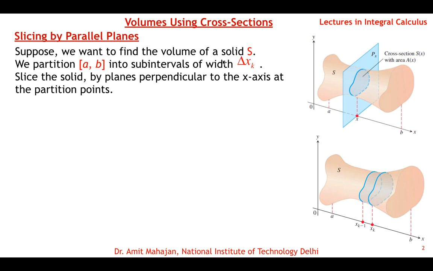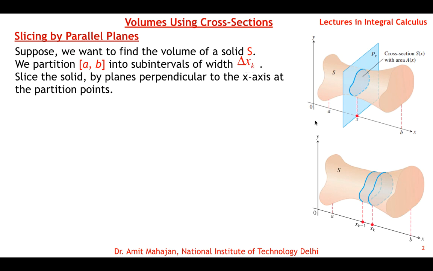We already discussed in the last lecture that we can partition the interval by taking points x0, x1, and so on up to xn, where x0 is a and xn is b, such that x0 is strictly less than x1, less than x2, and so on, less than xn. And delta xk are the widths of each partition, so delta xk will be xk minus xk minus 1.